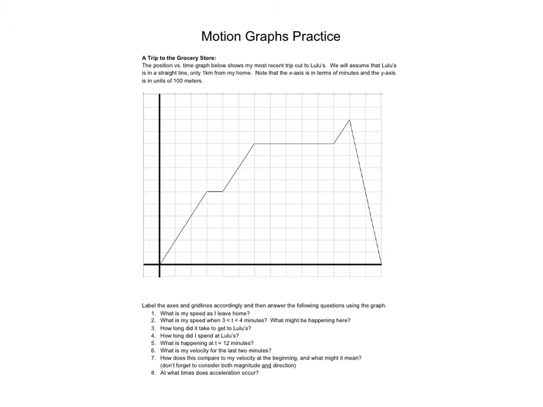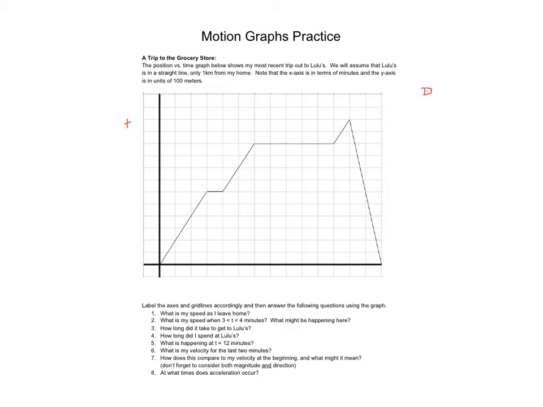All right, guys, so I'd like to go through some motion graphs. The first one here is a displacement or position versus time graph. Now we'll notice in the question, this is a trip to Lulu's. It says it's a straight line, which means that positive here is going to be going over to the right.